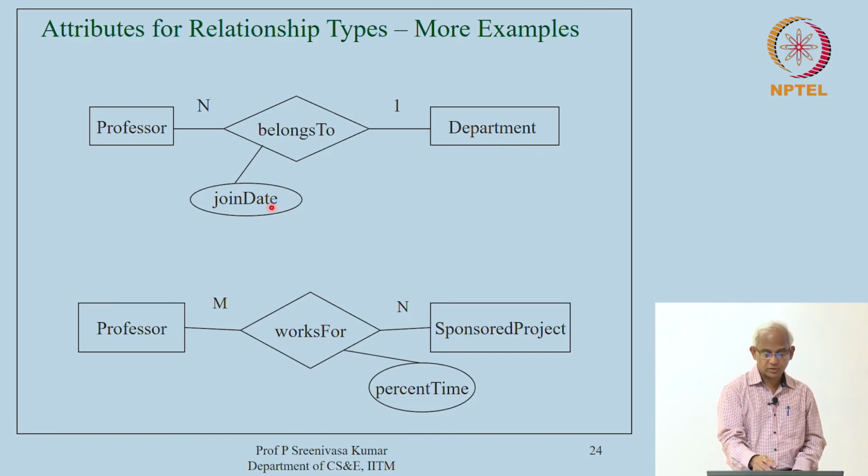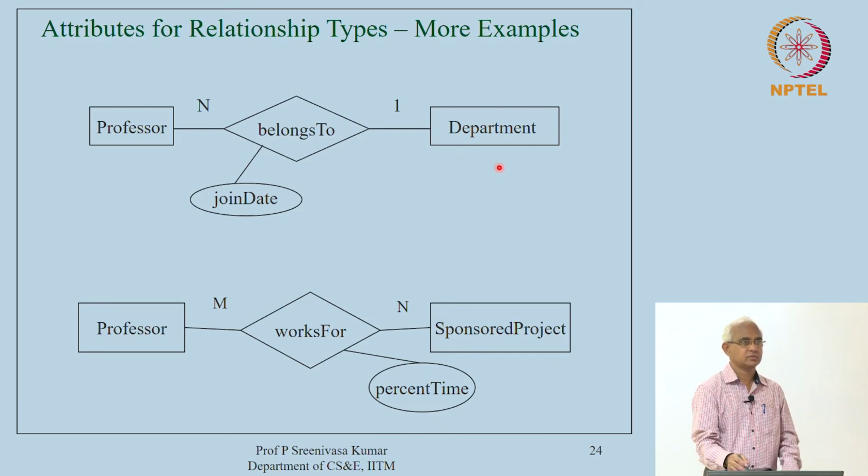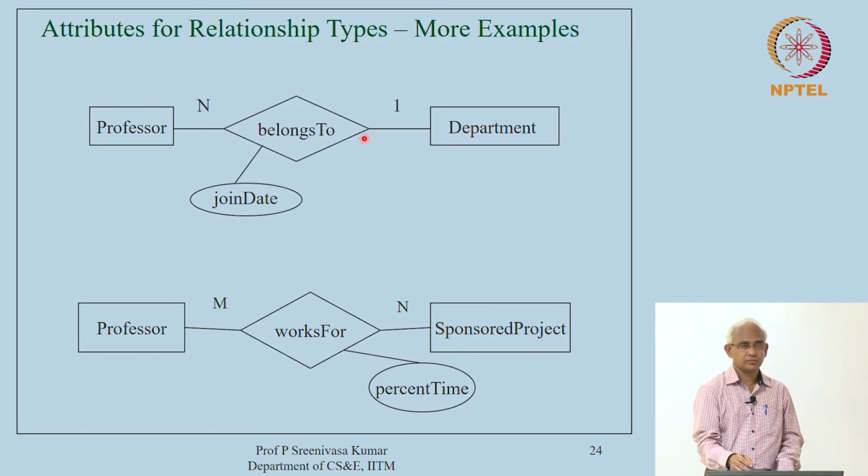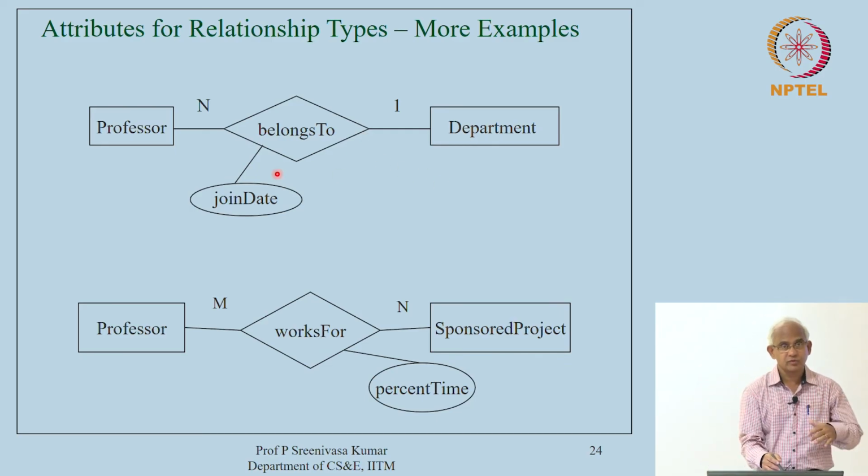It cannot be migrated to the department, obviously. The join date, whose join date are you talking about? The department cannot have a join date, but it naturally belongs to this association between professor and department. It is possible that a professor has served one department for some time and served another department a little later, and so you might want to have this join date associated with the professor department combination. Okay.